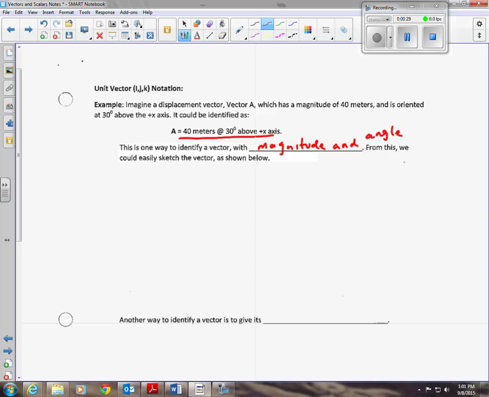And if I know the magnitude and angle, it's really easy to sketch the vector. Okay, it would look something like this. Here's my origin. Here's my y-axis. Here's my x-axis. And it says it's 30 degrees above the x-axis with a magnitude of 40. So I'm going to label this as 40, 30 degrees, and this is vector A. Okay, so that was pretty straightforward, and that's one way to identify the vector.